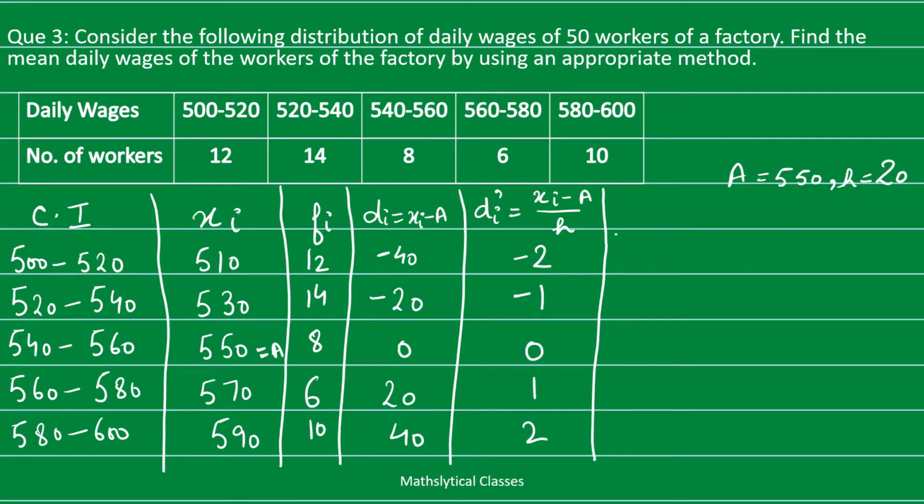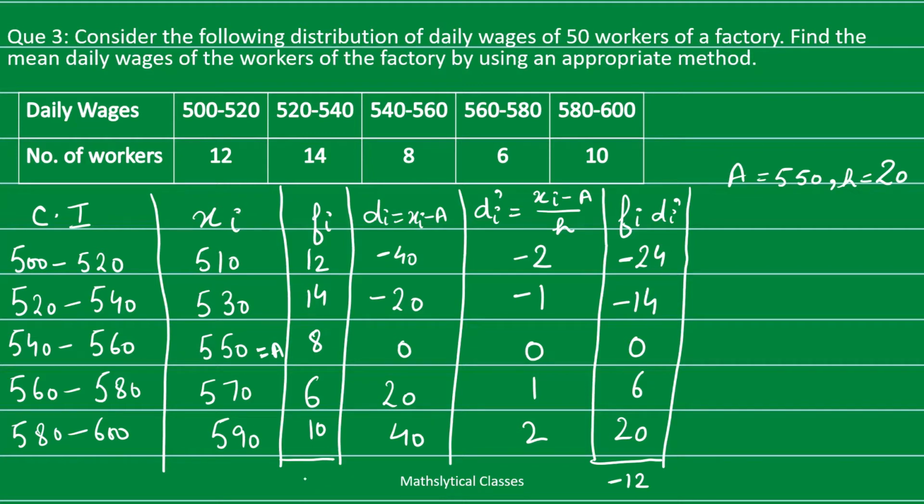So now you can see it's very easy to multiply fi with di dash. They are very small entries. So when you multiply, you get -24, -14, 0, 6 and 20. Find its sum. The sum will come out to be -12, and the sum of these fi is already given in the question, 50 workers.